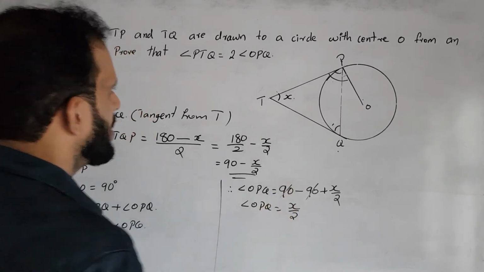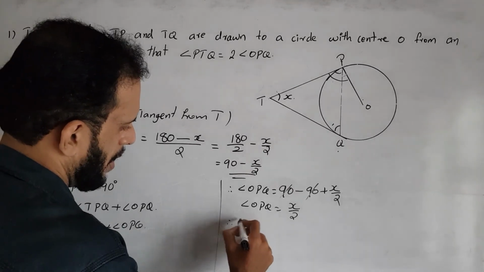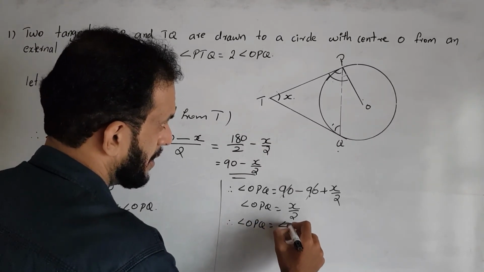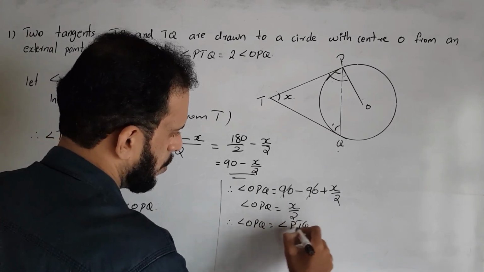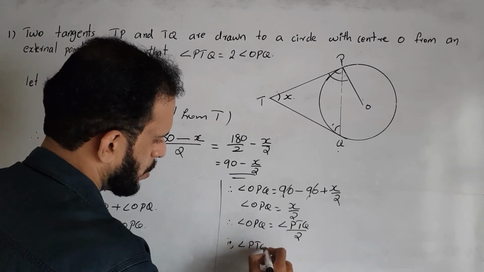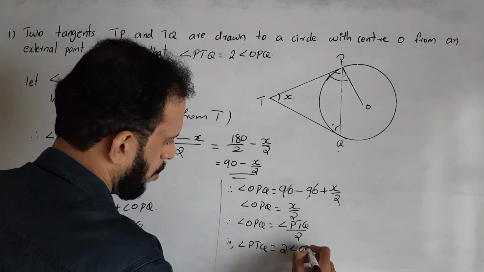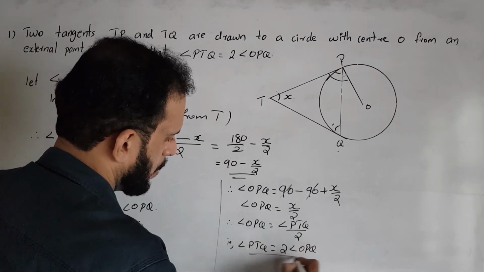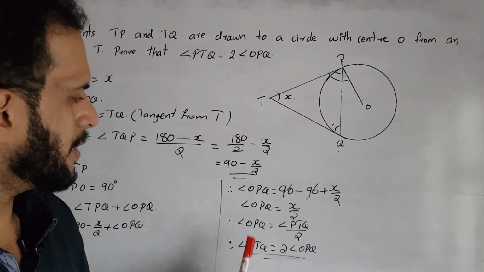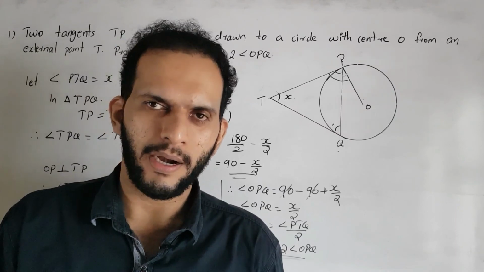What is x? X is the value of angle PTQ, correct? Therefore, angle OPQ is equal to angle PTQ by 2. Then angle PTQ, we transpose 2, then what do we get? 2 angle OPQ. That is our result we wanted to prove here. Angle PTQ is equal to 2 angle OPQ. So I think you got the idea about this.